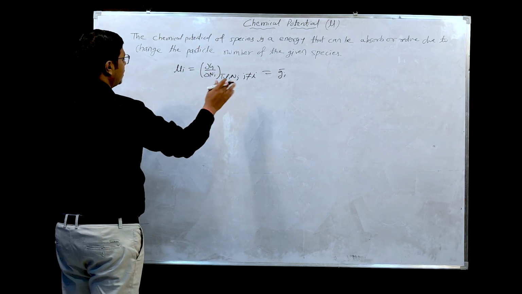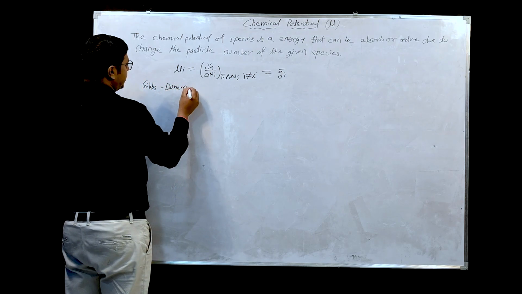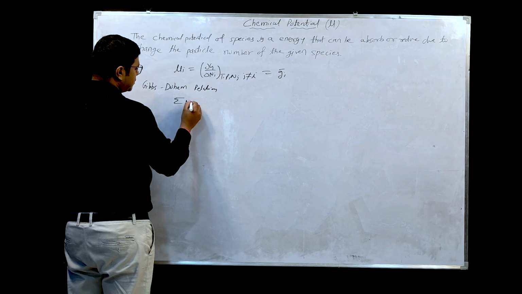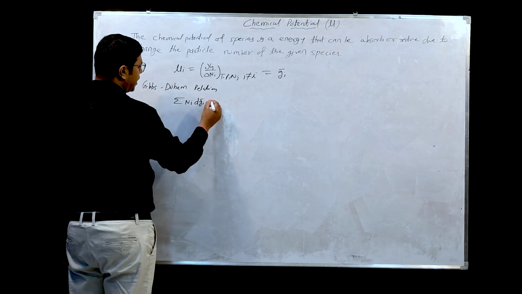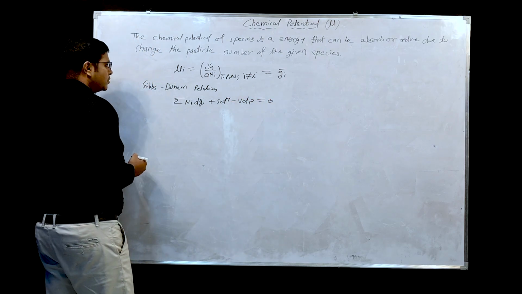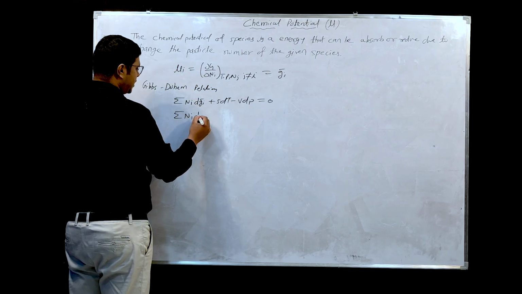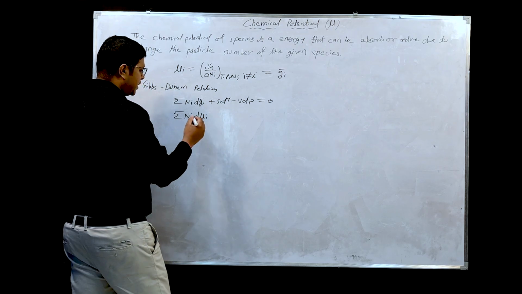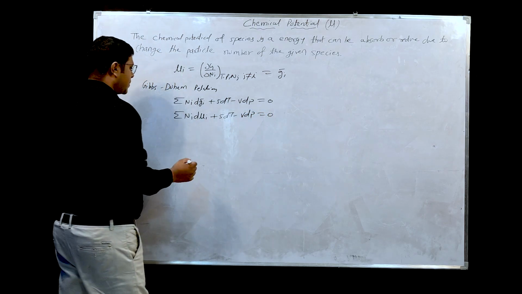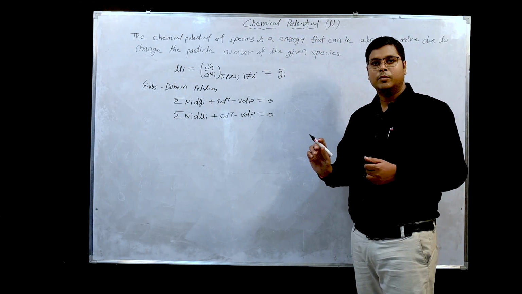So we know the Gibbs-Duhem relation. The relation was sigma of Ni dGi bar plus S dT minus V dP is equal to 0. So let's put the value of Gi bar as μi. So we can write sigma of Ni dμi plus S dT minus V dP is equal to 0. This is the Gibbs-Duhem relation in the form of chemical potential.